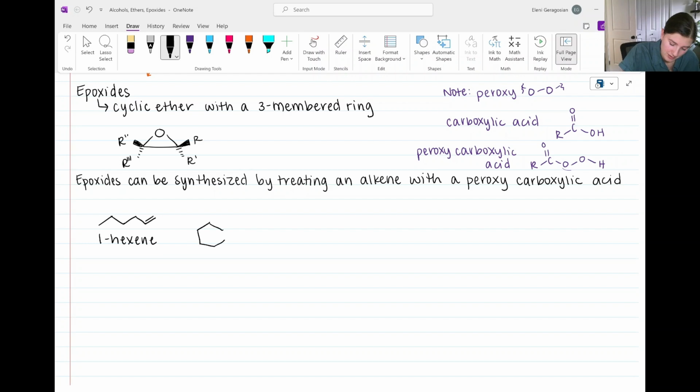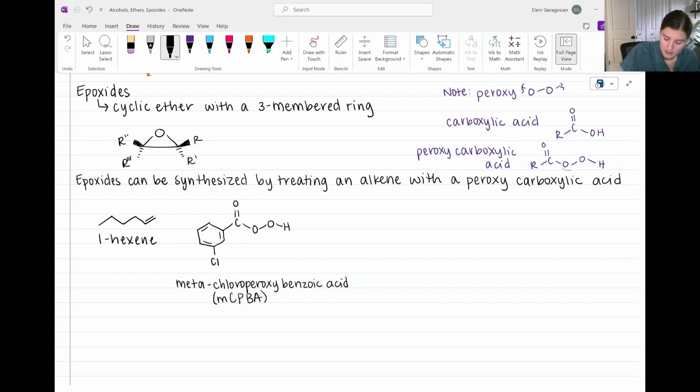We have a benzene ring, a chlorine bonded to the ring, and in the meta position is the peroxycarboxylic acid. This is called meta-chloro-peroxy benzoic acid. For short, this is abbreviated as lowercase m, and then capital CPBA.